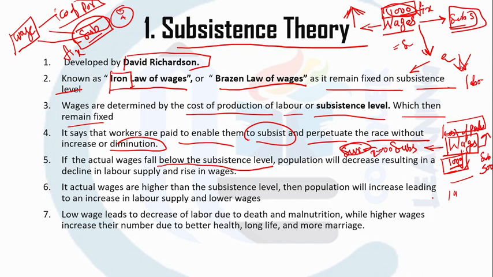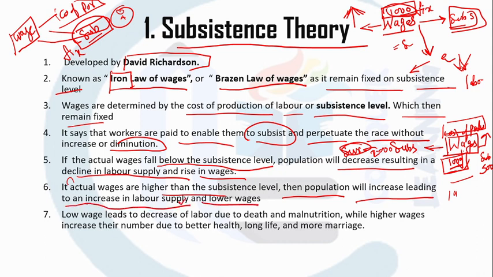So if the actual wages fall below the subsistence level, population will decrease, resulting in the decline in labor supply and rise in wages. If the actual wages are higher than the subsistence level, then the population will increase, leading to an increase in the labor supply and lower wages. So these labor supply and wages are inversely related.